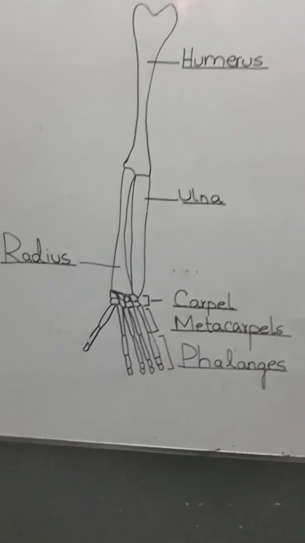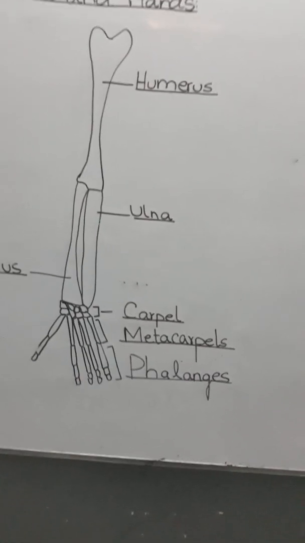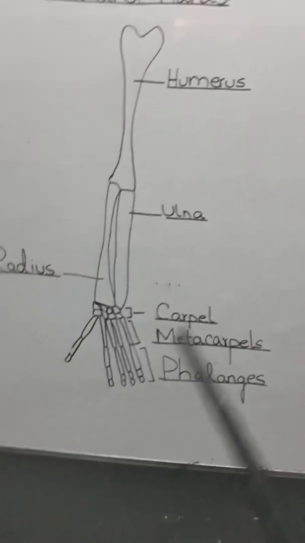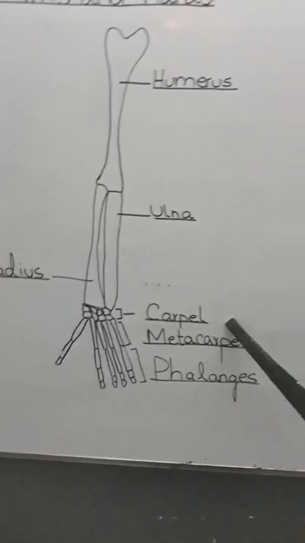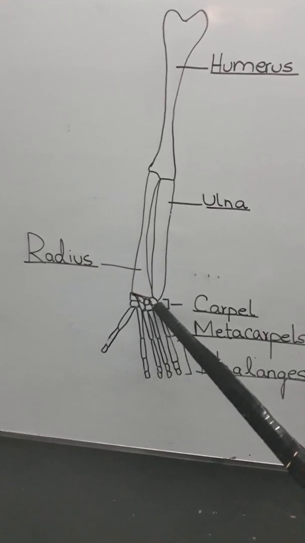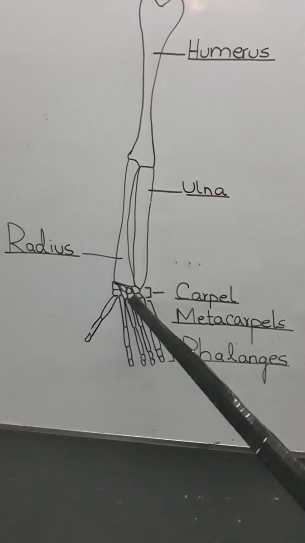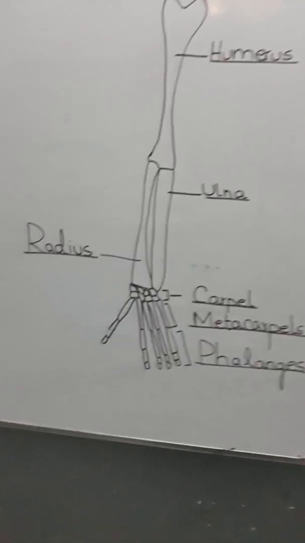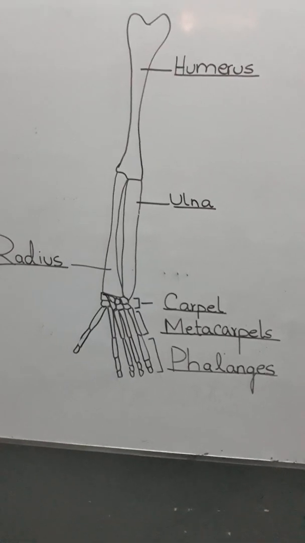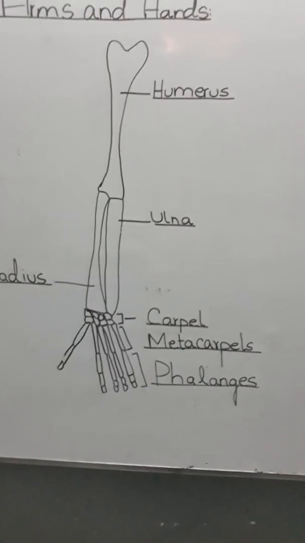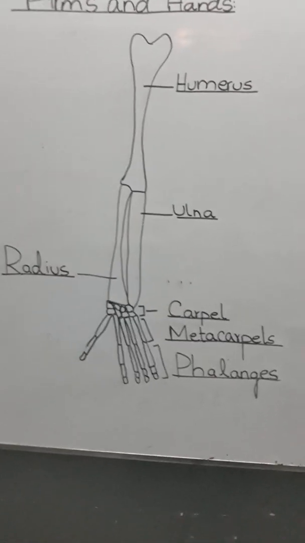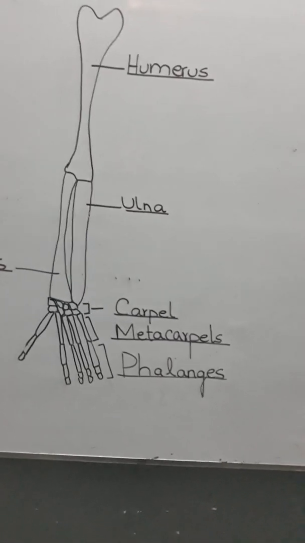Then come to the wrist. The wrist of our hand consists of 8 bones and these bones are called carpals. 1, 2, 3, 4, 5, 6, 7, 8. Put your right hand on the left wrist. You can feel there are many bones in the wrist and all these bones are called the carpals.